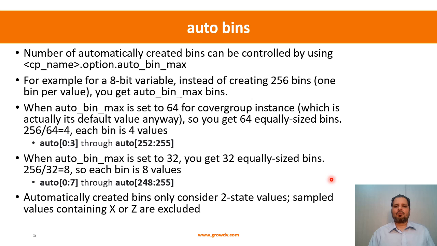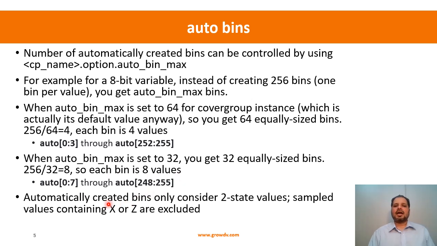Just one more example to make it clear. If we set the auto_bin_max to 32, then we will get 32 equally sized bins. So 256 by 32 will become 8. So each of the bins will now contain 8 values. So it will be auto 0 to 7, and then 8 to 15, and so on and so forth, up to 248 to 255. So you'll get 32 bins.